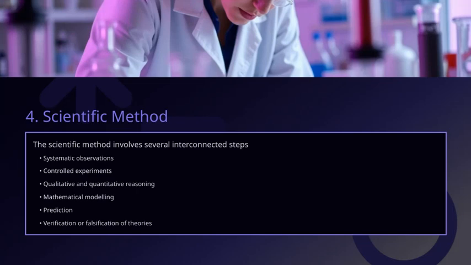So, when we talk about the scientific method, one of the key aspects is the ability to verify or falsify theories. This means that through careful testing, we can confirm if a theory holds up or if it needs to be revised. Prediction is another crucial component, using what we know to forecast future observations or results. Mathematical modeling helps us create precise representations of real-world phenomena, making complex systems more understandable.